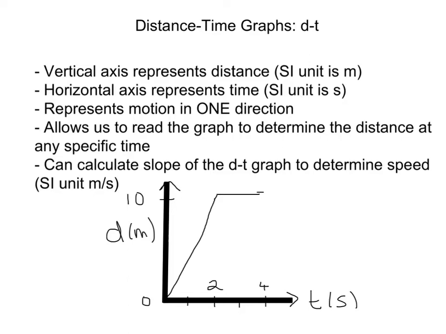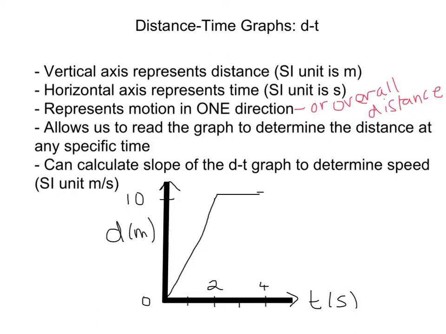You can see the vertical axis represents distance, the horizontal axis represents time, and this can only be used to represent motion in one direction, or in a scenario where the direction doesn't matter, so you're only looking at overall distance traveled, where you don't care about the direction.